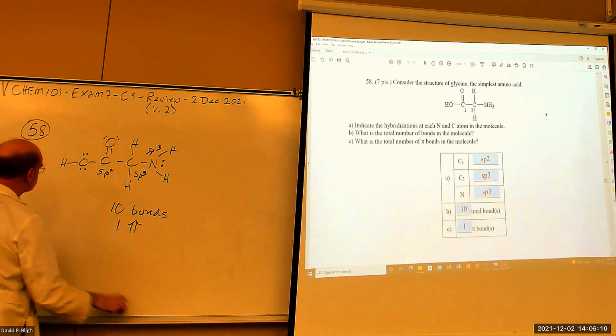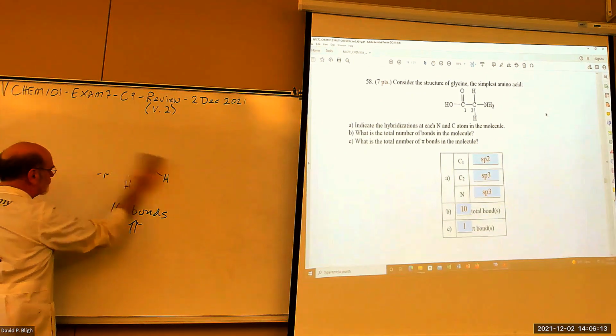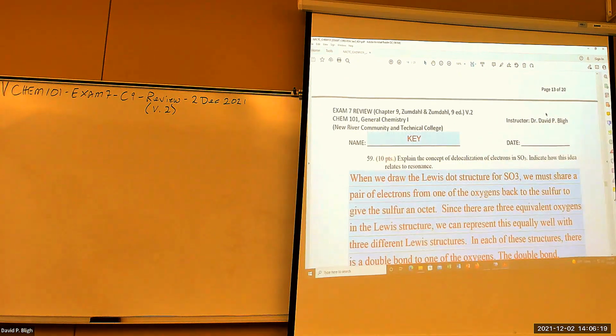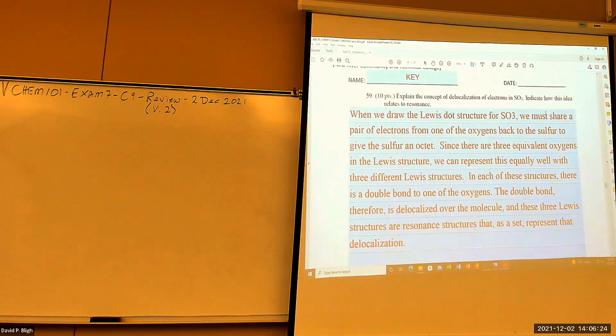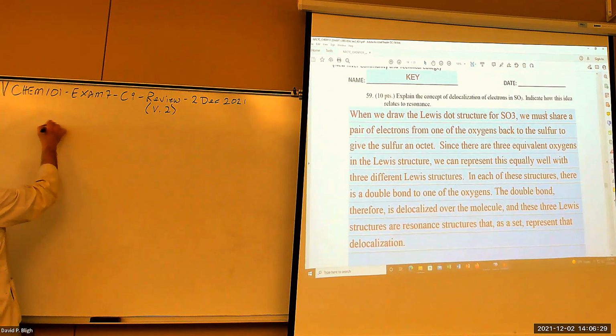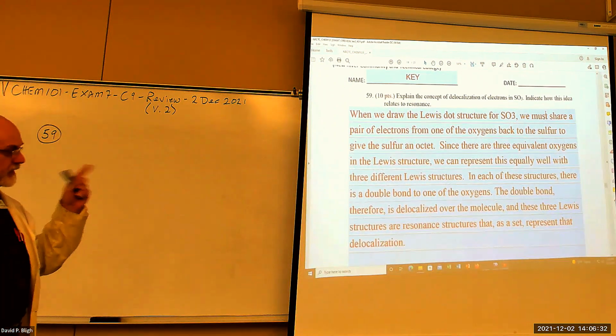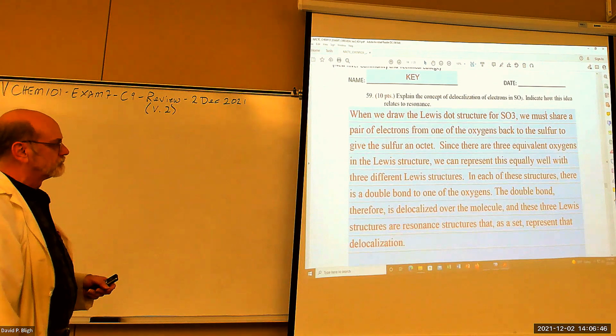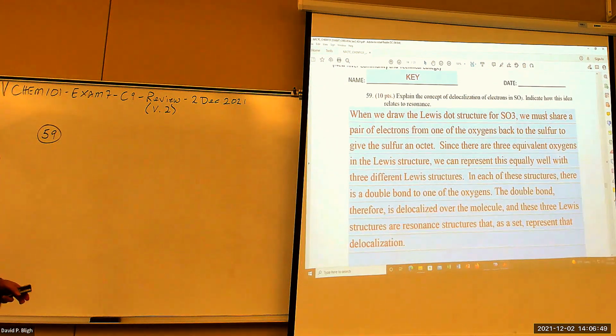Okay. All right. Explain the concept of delocalization. This one might have been, I think this one was in the version 1 also. There's some overlap here. The concept of delocalization in the SO3 molecule, indicate how this relates to resonance.